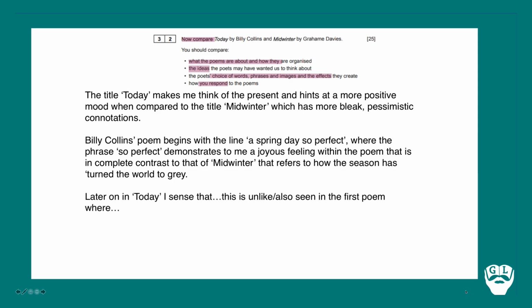And then I want to continue tracking. So Billy Collins' poem begins. Later on in Today, I sense that. This is unlike / also seen in the first poem. And then towards the end of the poem, this is similar or different to Midwinter because. So that tracking is still there, but I always start with the second poem and then compare back to the first poem. Really important you get that measure of that and provide those short, sharp quotes. I tell my students a quote should be no more than 6 to 8 words, and I'd strongly encourage you to follow that same pattern and method.